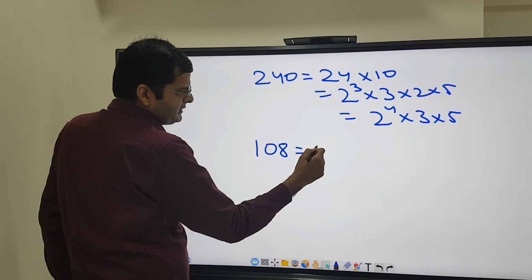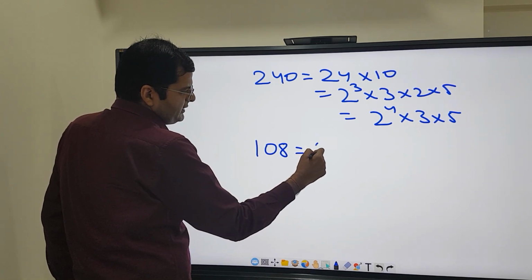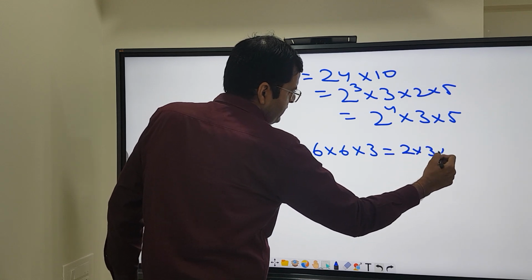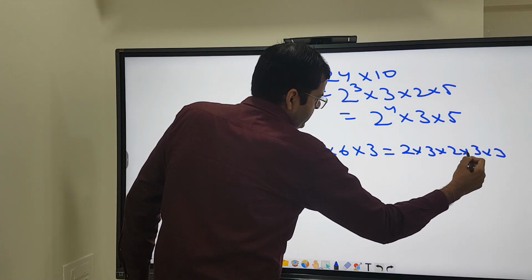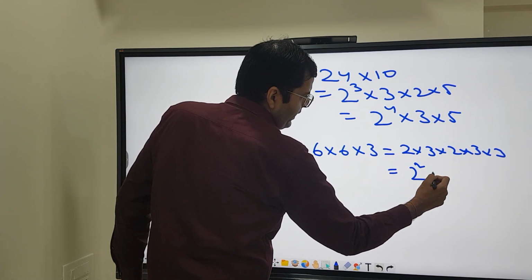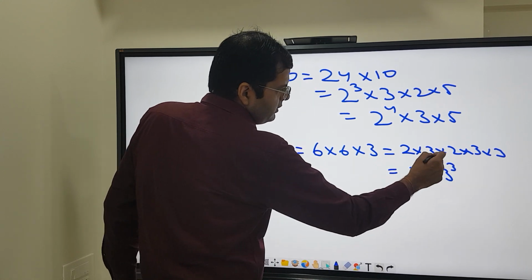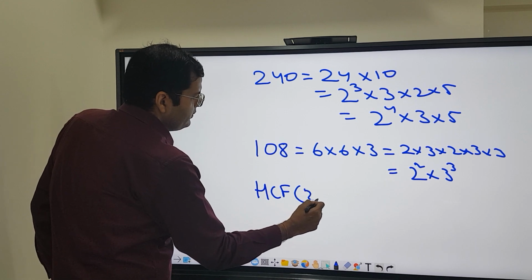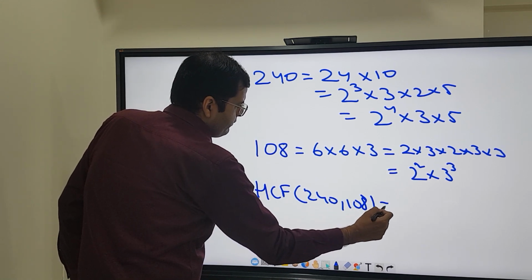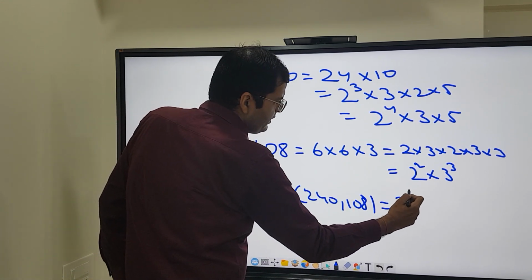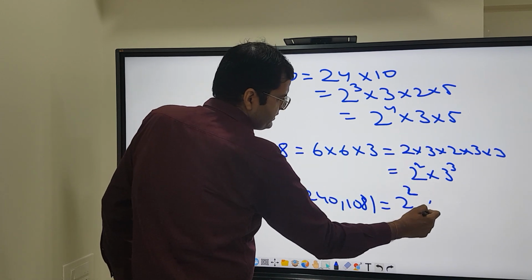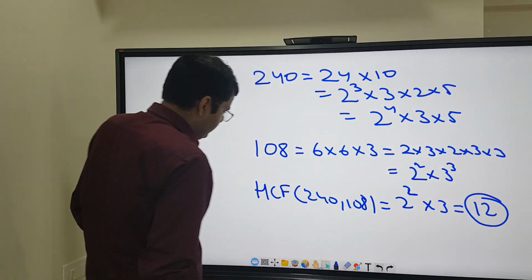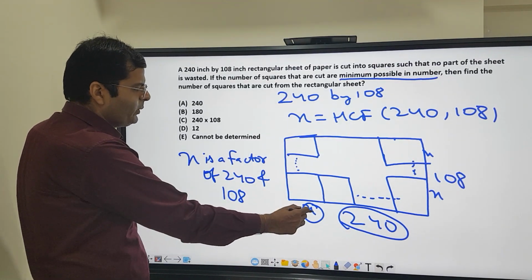108 is 36 into 3. 36 is 6 into 6, and 6 is 2 into 3. So this becomes 2 square into 3 cube. Now what is the HCF of 240 and 108? From the prime factorization, 2 square is common and then 3 is common. So 2 square into 3 is 12. That means the side of the square is 12.